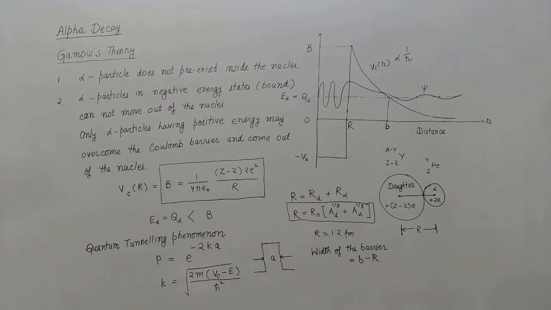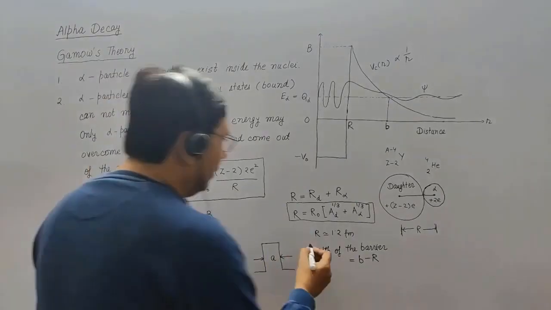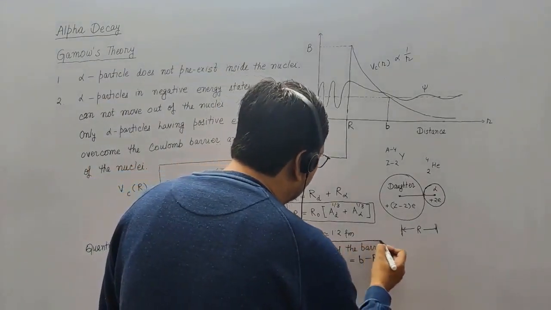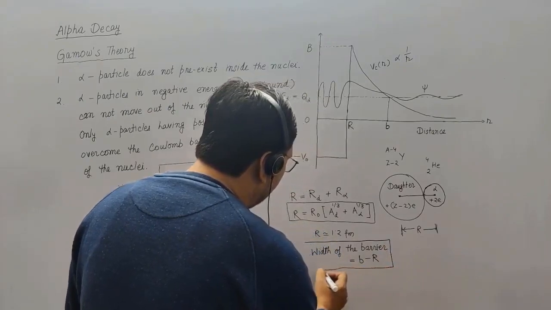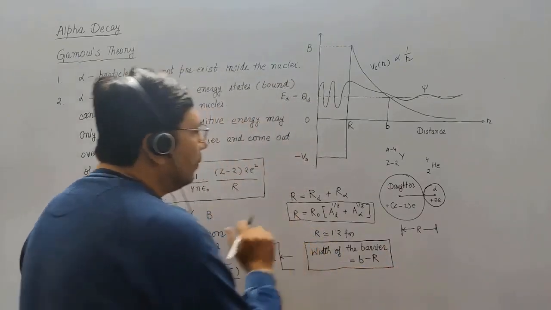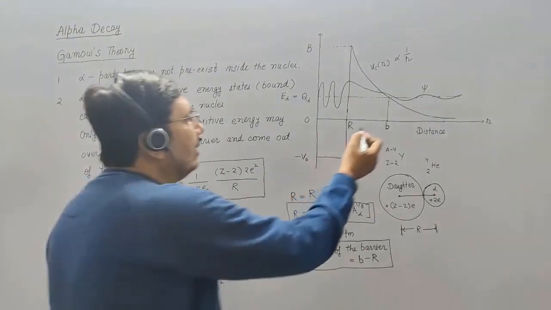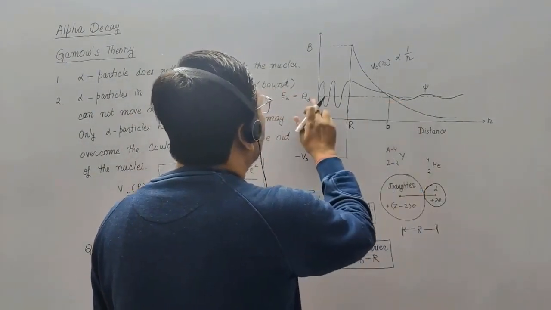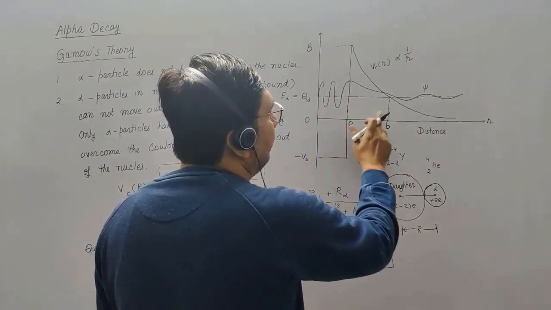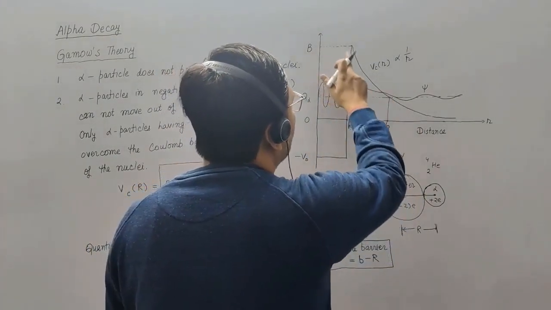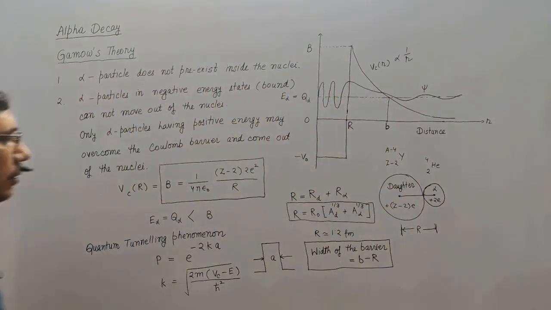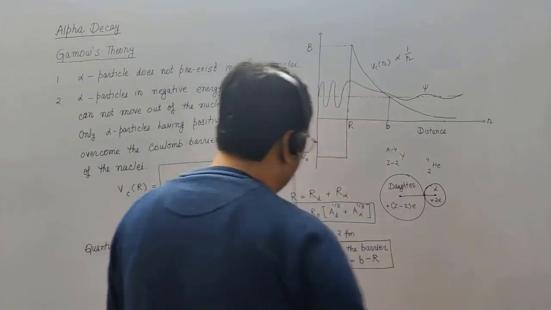But how will you calculate this B? This formula is okay. If you want to calculate the width of the barrier, then you will use B minus R. R you can calculate from here. How can you calculate this B? So look at this B. At R equal to B, the energy of the alpha particle, Q alpha, becomes equal to this Coulomb barrier height. So to calculate B, we are going to use this formula.